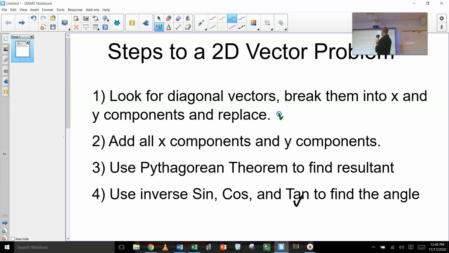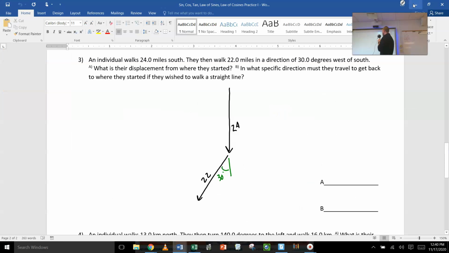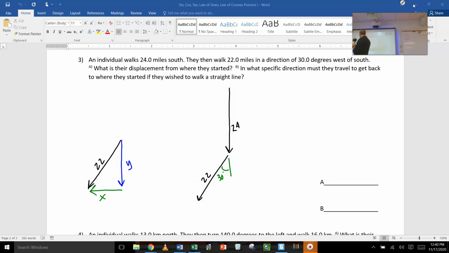Look for diagonal vectors and replace. So there is a diagonal vector here. It's this 22. I'm going to take this 22 and I'm going to break it into its x and its y components. This being 22, and then this angle is 30 degrees. I'm going to use sine and cosine here, to find my x and my y components.